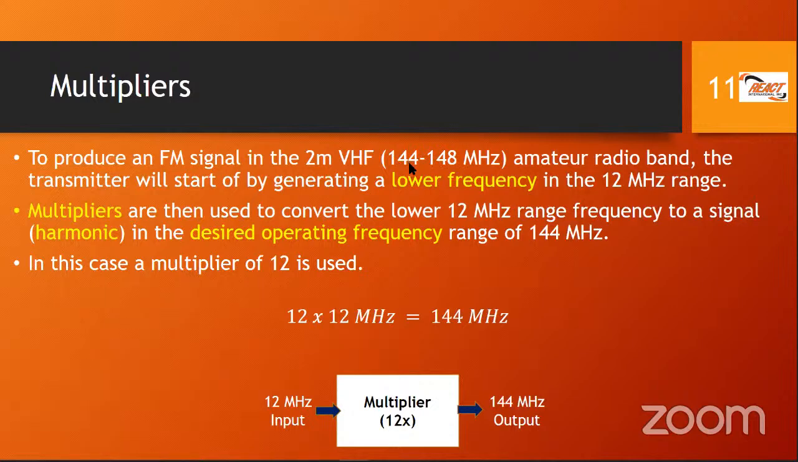So I want to transmit a signal in that range, in the 2-meter VHF band, somewhere between 144 and 148 megahertz. But I may start by generating a lower frequency, let's say 12 megahertz. So I create that frequency, I use circuitry, and I generate 12 megahertz. Now notice 12 megahertz is not 144 megahertz. It's not anywhere as high as that frequency, but I'm able to generate 12 megahertz. I can then use circuitry called multipliers, and I can use a multiplier that will multiply the frequency that I generated at 12 megahertz to my desired operating frequency of 144 megahertz.